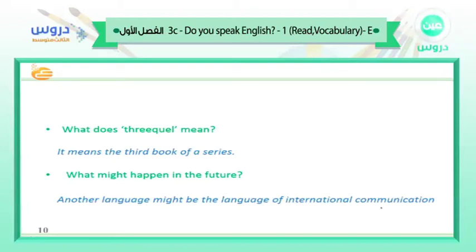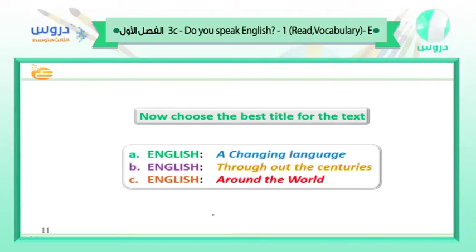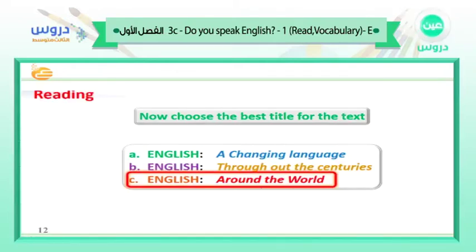Might be. Okay? Now choose the best title for the text. We have 3 titles. Please choose the best one, A or B or C. A, changing language. B, throughout the centuries. C, around the world. Of course, the best title is around the world. Okay, good.